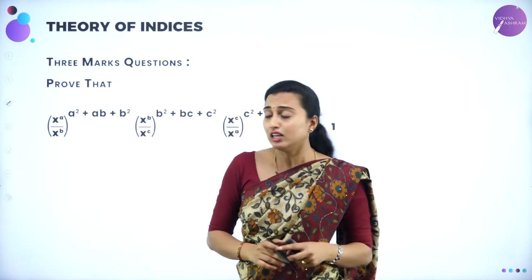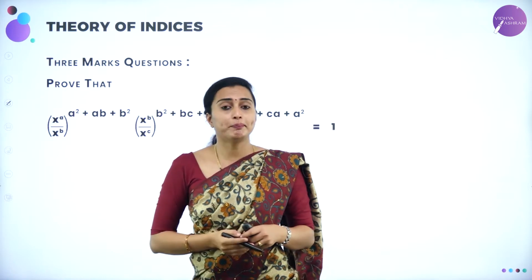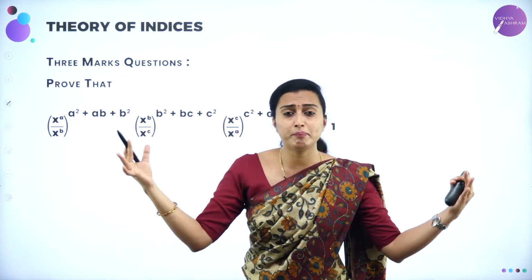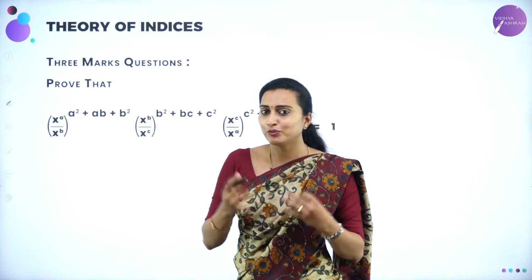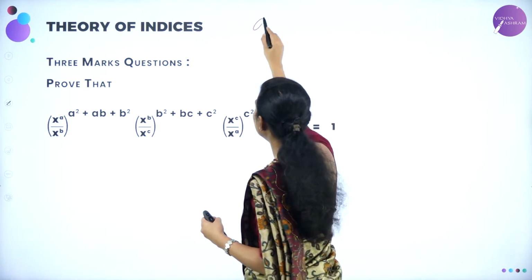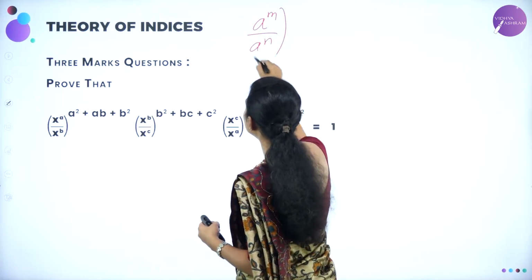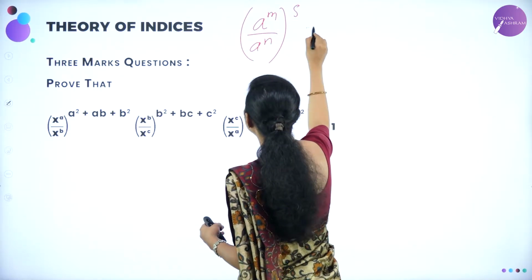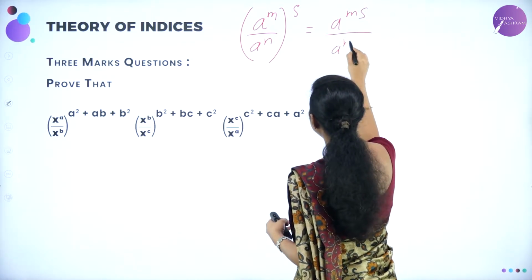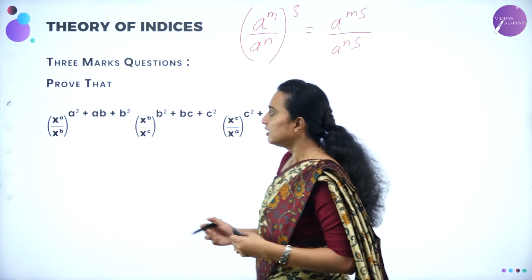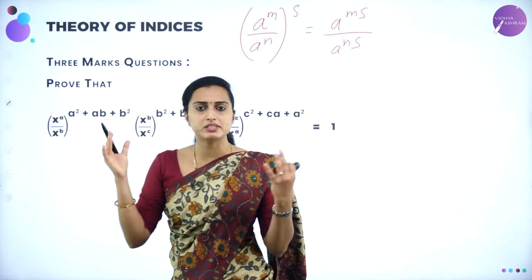If you write that, you are going to have x to the power of a minus b into a squared plus ab plus b squared. This will be very big to multiply. So what I am going to do is split the power. See, a power m divided by a power n whole power s can be written as a power ms divided by a power ns. Think that inside, a is m, b is n, and this whole term is s.